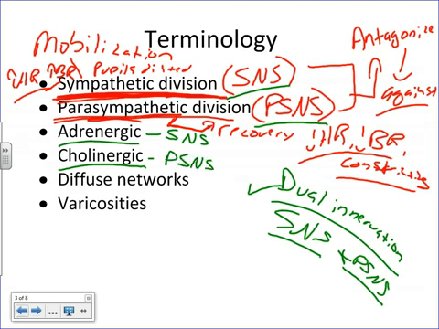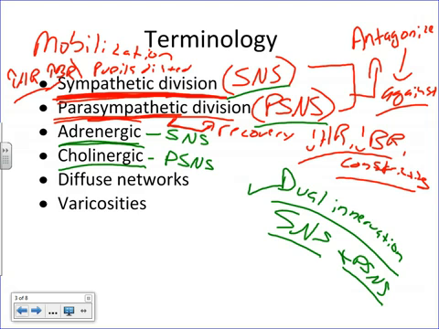So when we say adrenergic, what is that? Well, think of that for a second. Adrenergic. What does that word even sound like to you? I'm assuming you guys are thinking adrenaline. Okay, if you're thinking adrenaline, sure.